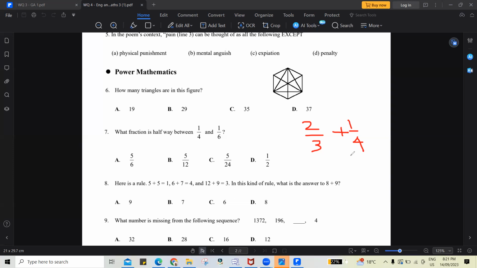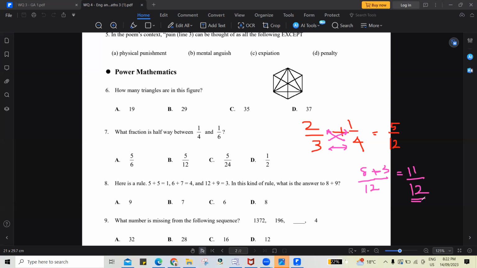I got 5.5 out of 12. 5 over 12. Is it? Yeah, 5.5 out of 12. Okay, we'll see. I do the cross multiply this way and bottom this way. 3 times 4, 12. That's correct. Here 4 times 2, 8. Plus 3 times 1, 3. 11 over 12.